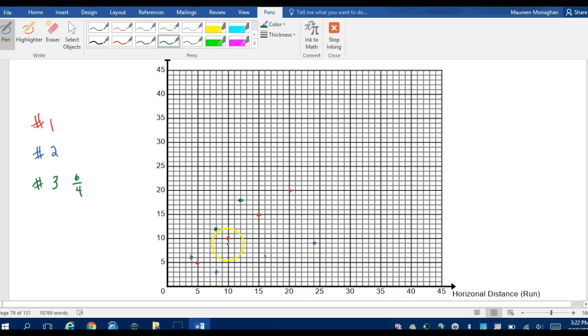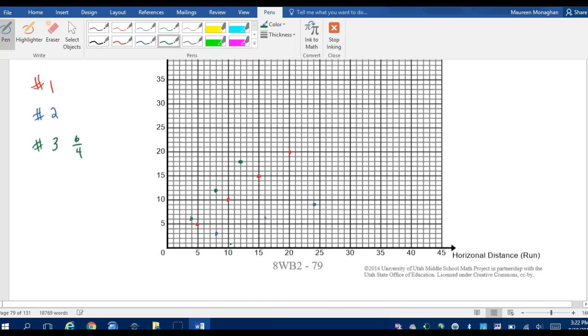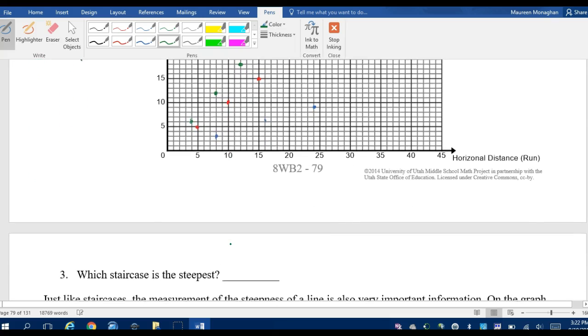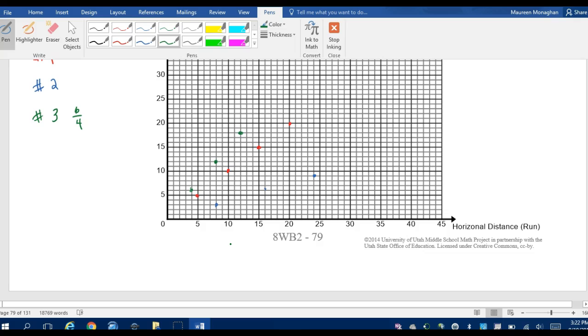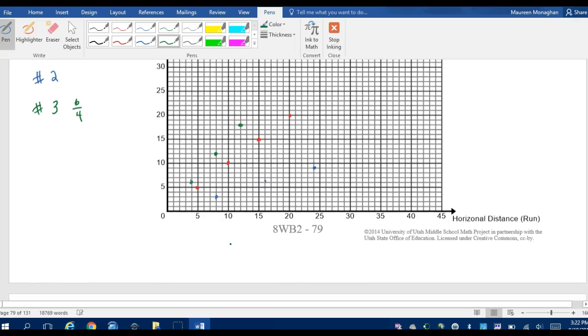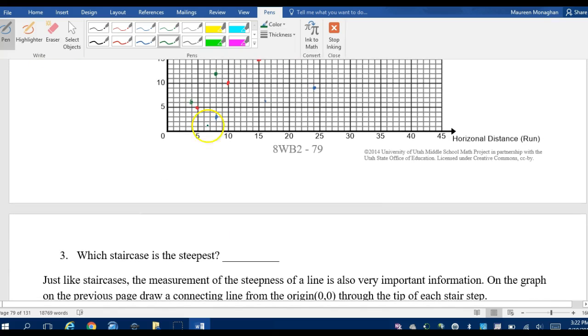The next question is, which staircase is the steepest? That's on the next page. Which staircase is the steepest? Well, which one's going up faster than the others? And that would have to be the green one, which is staircase number 3.